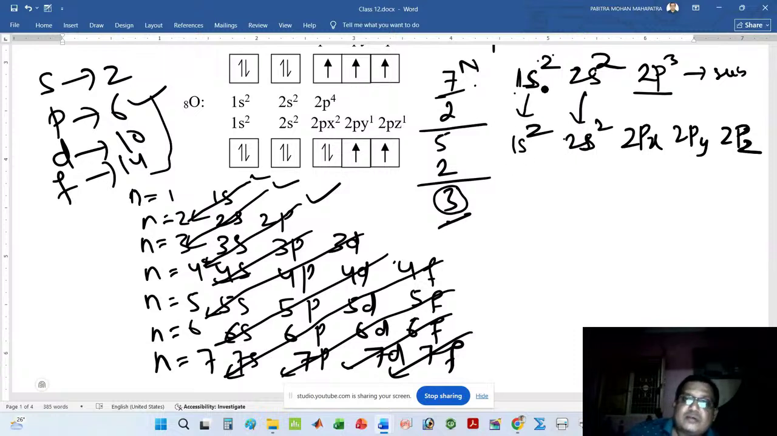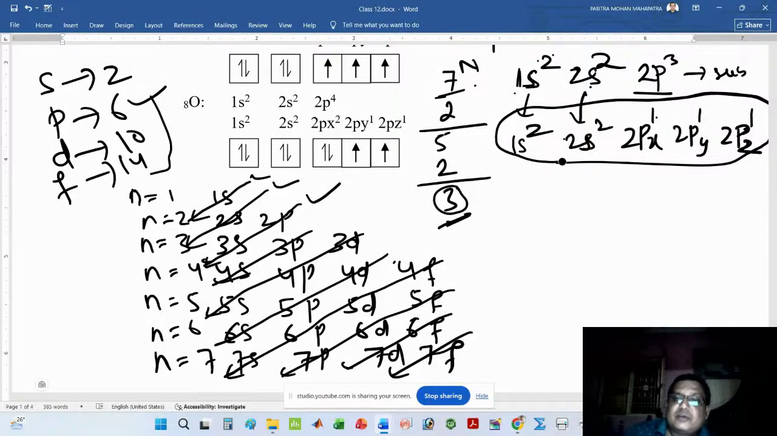At first give 2 electrons to 1s, then another 2 electrons to 2s, then the remaining electrons are 3. So according to Hund's rule I can give 1 to each. So the electronic configuration of nitrogen atom in terms of orbital is this. This is the configuration in terms of orbital. I can write 1s2, 2s2, 2px1, 2py1, 2pz1.